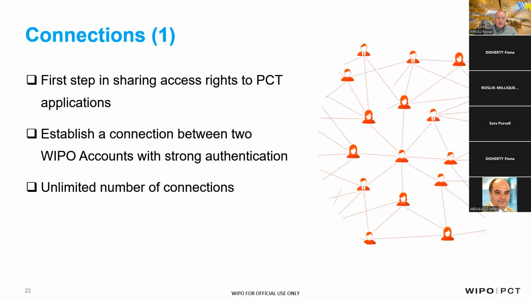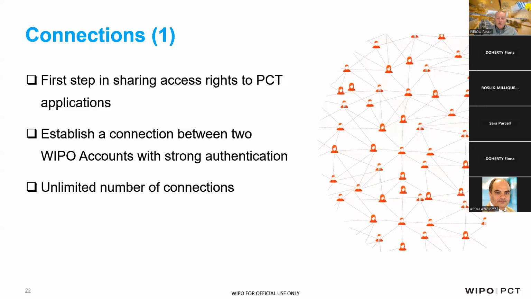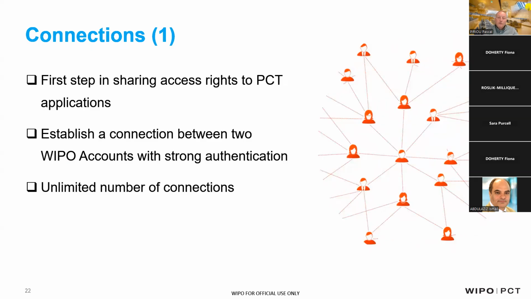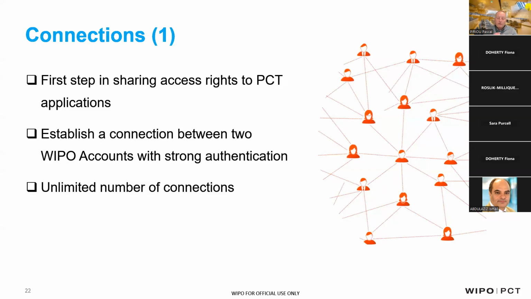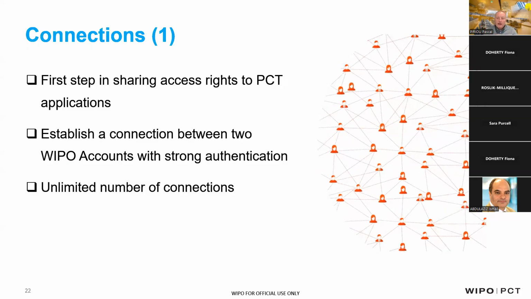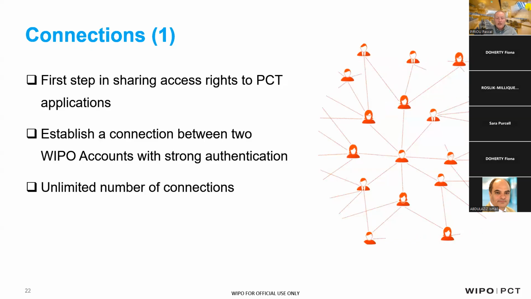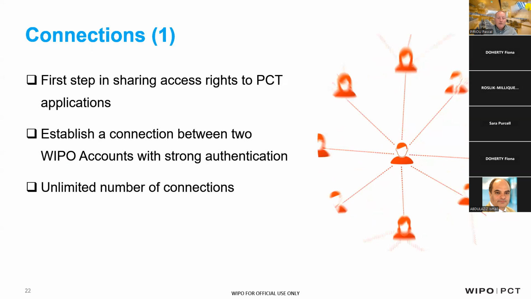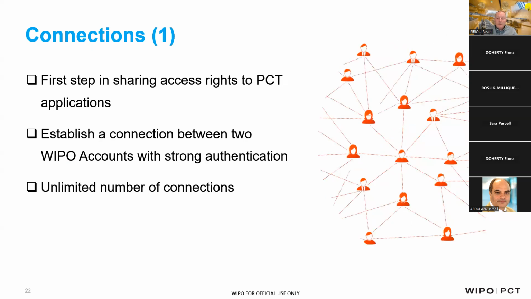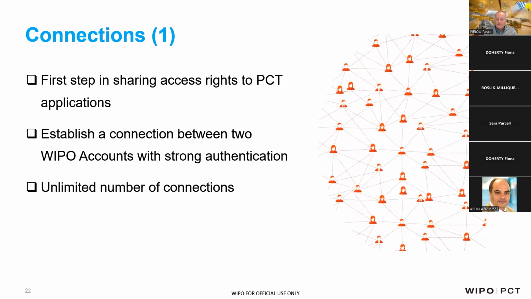Connection. A connection in ePCT will allow you afterwards to share access rights of PCT applications. Meaning that you will link two WIPO accounts together in order afterwards, again, to share access rights. And as you can see with the animation on the screen, you can do an unlimited number of connections.